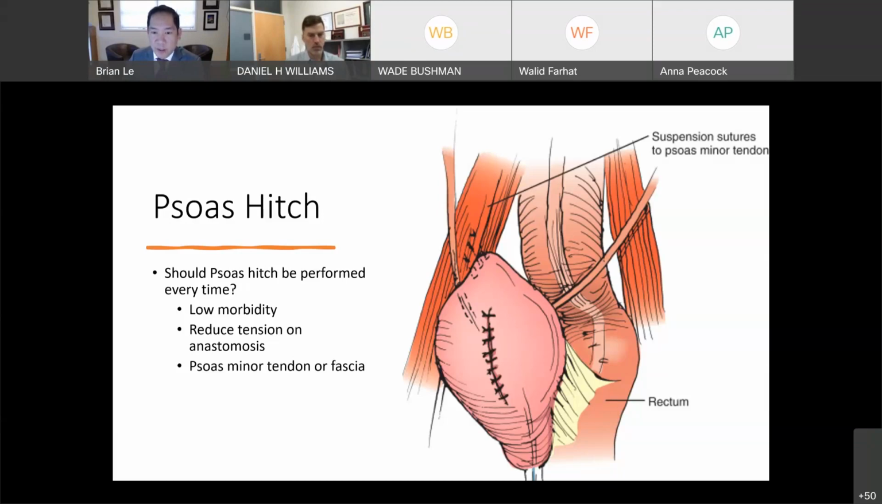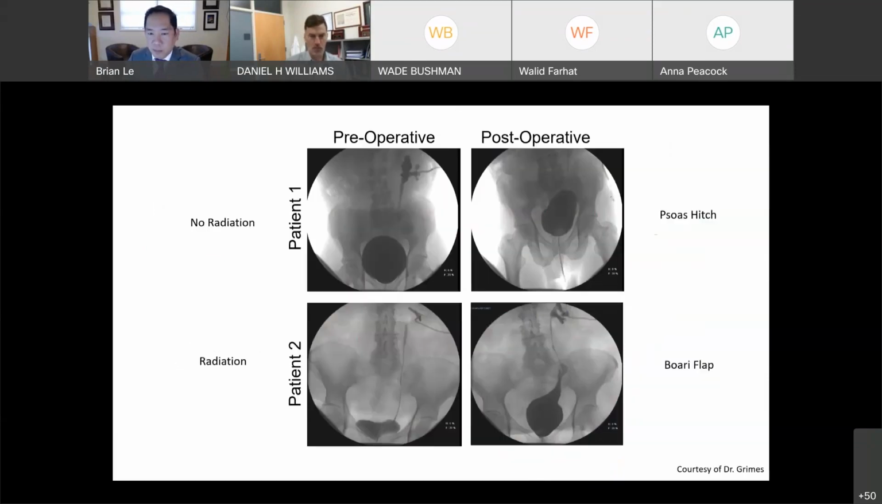We already know that the ureter takes much longer to heal than the bladder, and its tensile strength is reduced for a very long time afterwards. So I feel that psoas hitch is generally a good idea. This is a Dr. Grind slide here where he just shows what the cystographic appearance can look like after psoas hitch. You can see this kind of oblong shape to the bladder there.